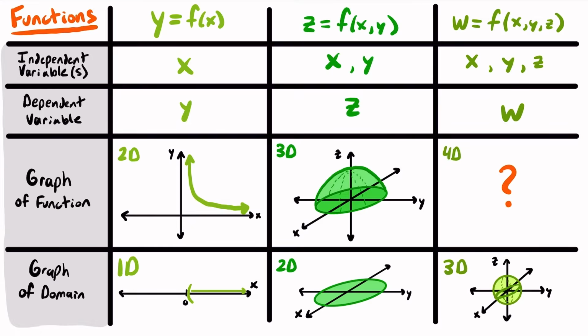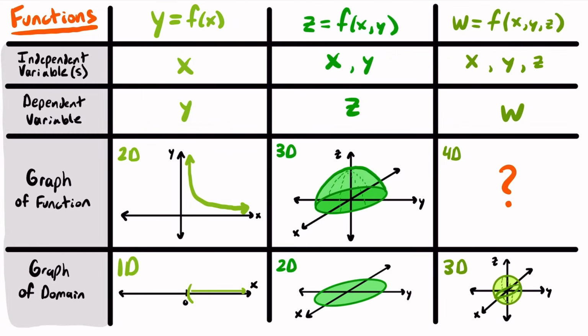In this column, we have our single variable function, y equals f of x. In this column, we have a function of two independent variables, z equals f of xy. And then in this column, we have a function of three independent variables, w equals f of xyz. For this single variable function, the independent variable is x. For this multivariable function, the independent variables are x and y. And for this multivariable function, the independent variables are x, y, and z. Once again, you can always identify those independent variables by looking inside the parentheses for your function notation.